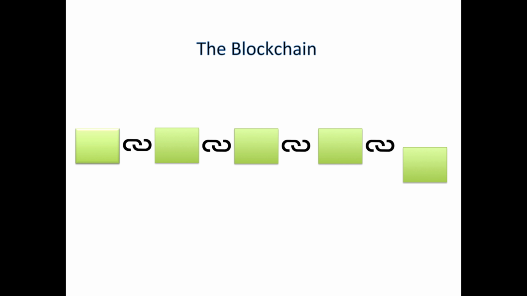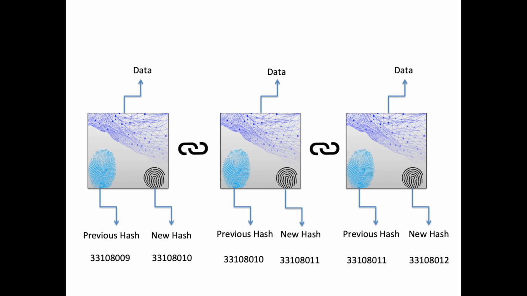So what does each of these blocks consist of? Of course, each block consists of data, but it also consists of a hash. Every time a block is created, it creates a unique code, and that unique code is called a hash. People also refer to this as a fingerprint because each block is so unique that it cannot be changed, or the same block cannot be created twice.